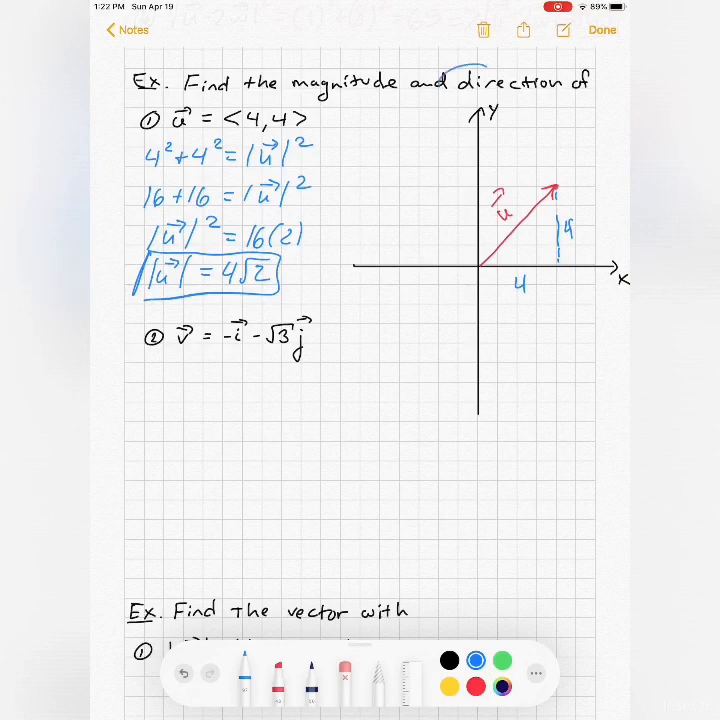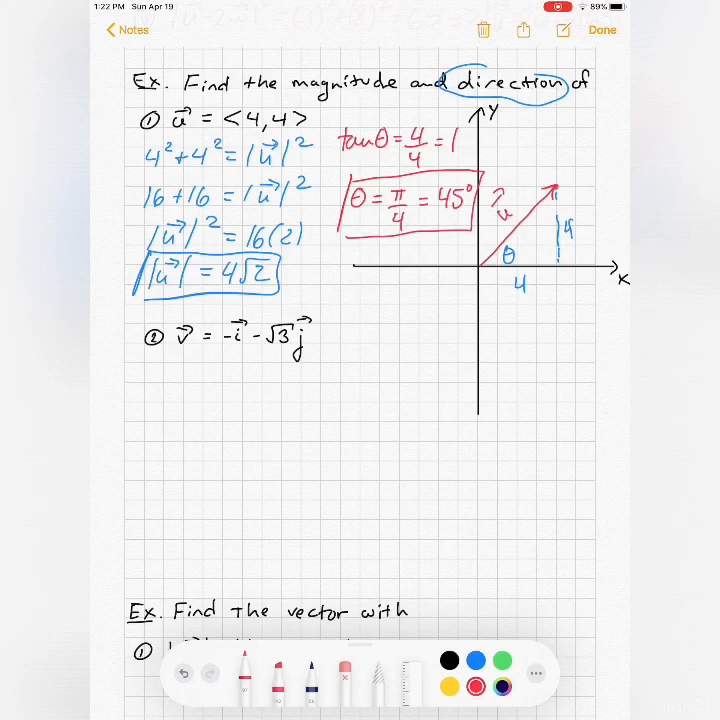Okay, the more interesting part is the direction. That's just asking me the angle that the vector u makes. So this is actually also very easy because can't I just set up tangent? So the angle would be pi fourths, or if you like, 45 degrees. Unless the instructions specify, I could list either radians or degrees there.